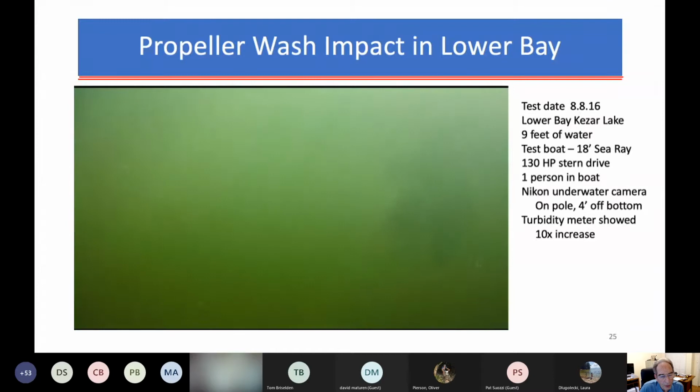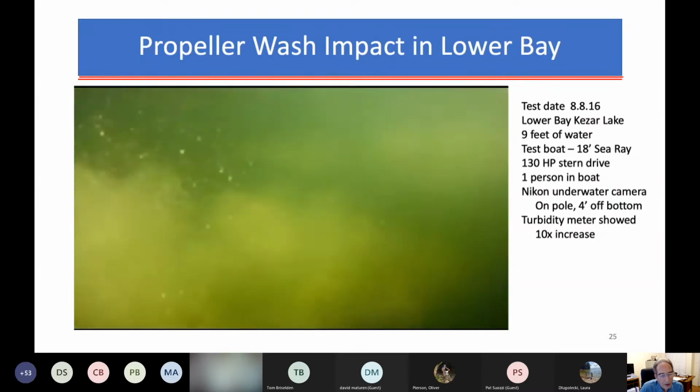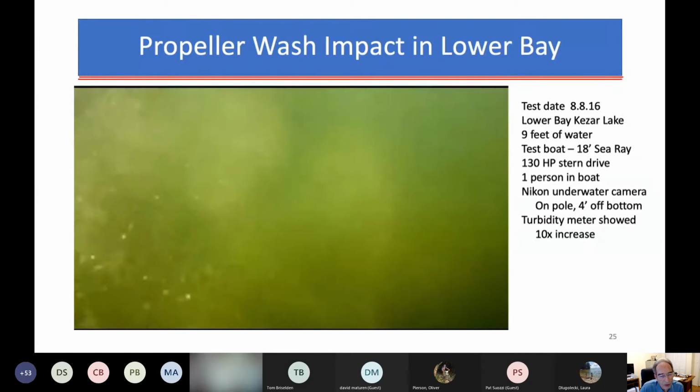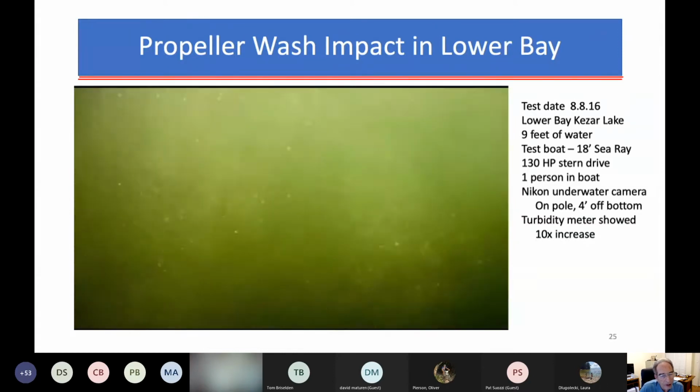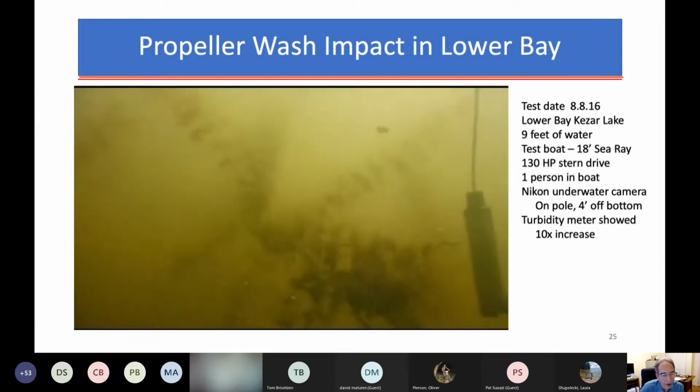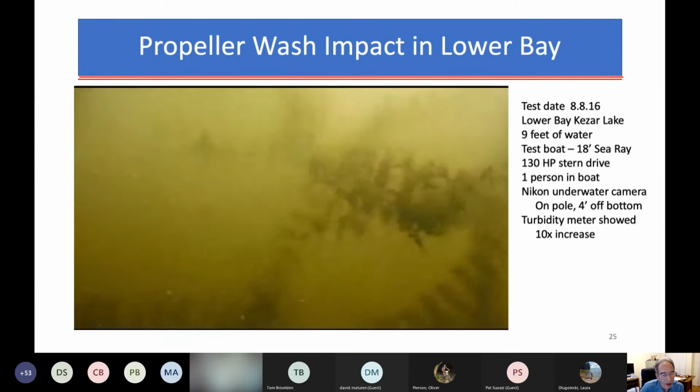You'll see the propeller start up here and create a lot of bubbles. And momentarily, you'll see the sediment cloud rising. Here's the sediment cloud rising, and you'll start to see specks of vegetation, and pretty soon a lot of vegetation that's coming into the camera view. And there's the turbidity meter banging around there.